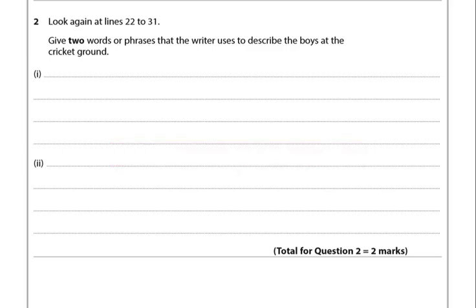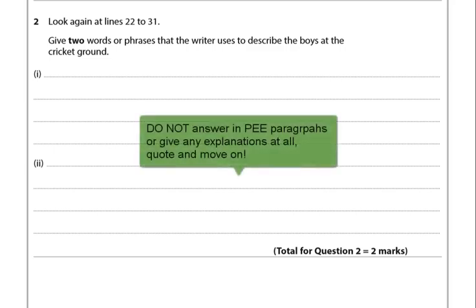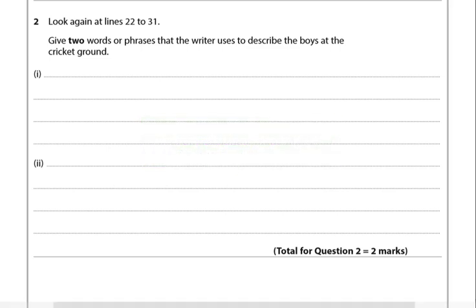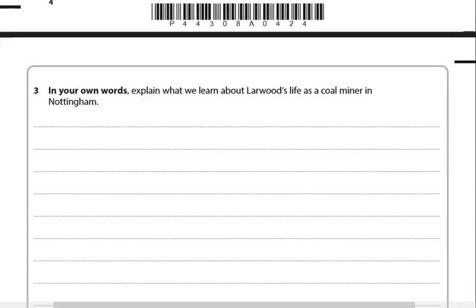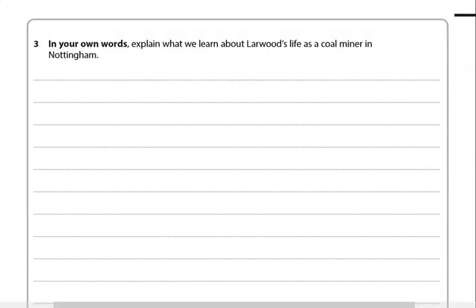They will often tell you the specific part of the text to look at to find those quotations, and they do not want explanations, analysis, paragraphs. That comes later. So that's questions 1 and 2, testing scanning. We then move on to question 3.